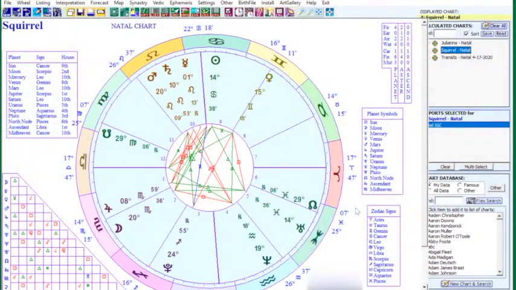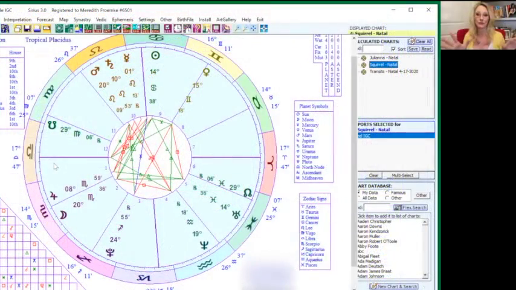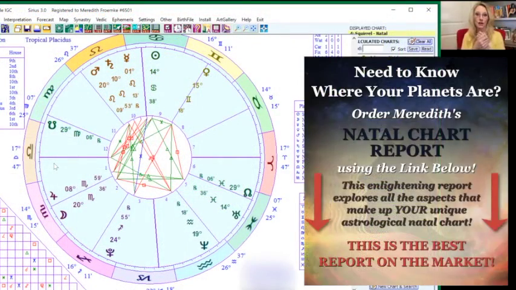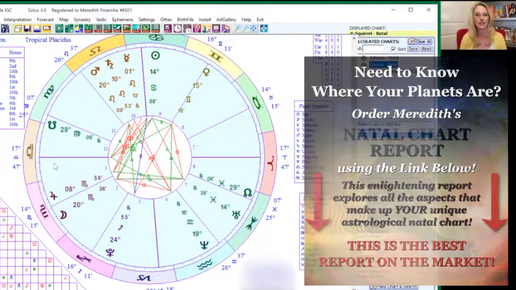Now, the ruler of your chart is found through your rising sign. So you can only know your chart ruler if you know your accurate rising sign. Let's look at a chart that I've done for you. Here's the chart for Squirrel. This is one of the beautiful charts that I do. When you order a chart from me, you get to actually see how gorgeous it is. And I have all different kinds of versions that I can do.